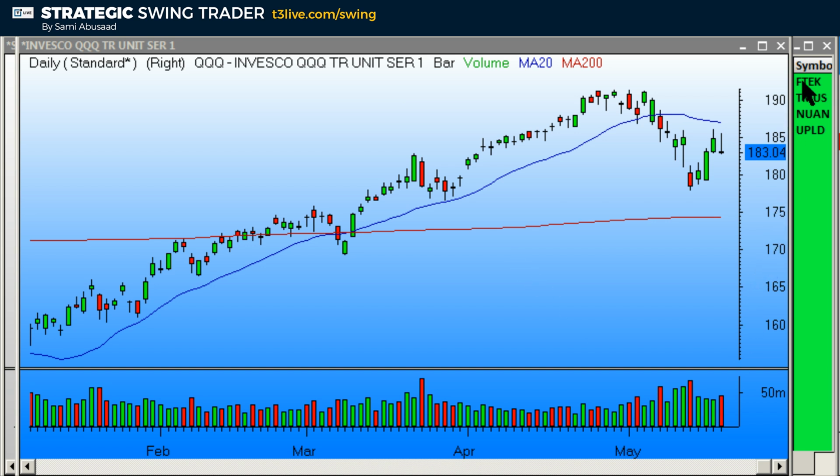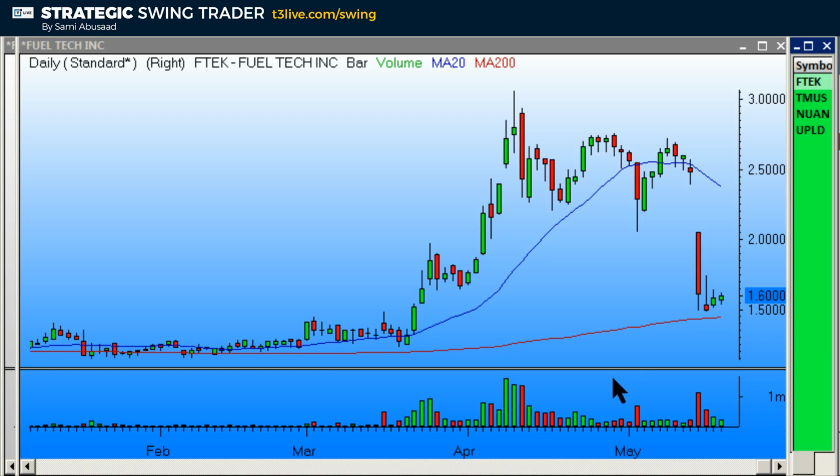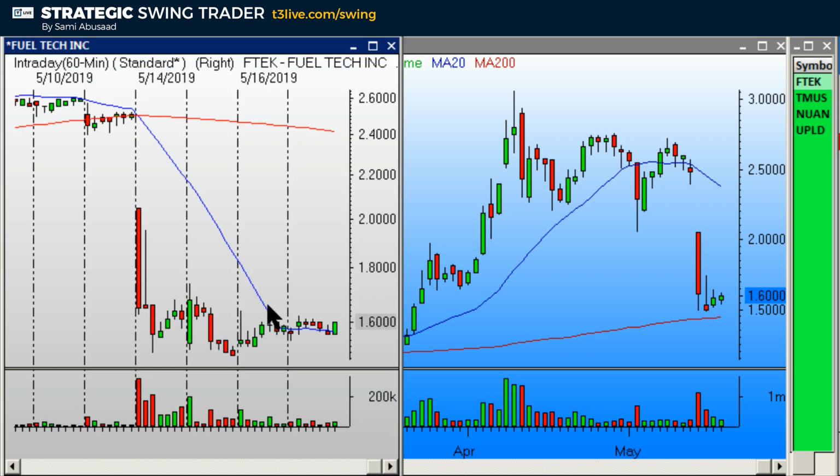Some swing ideas for next week. I have the following. This FTEK, damaged beyond repair, the stock, but I'm predicting a dead cat bounce if we take out the prior base on the hourly chart. Stop right here. So this would be kind of just a dead cat bounce.